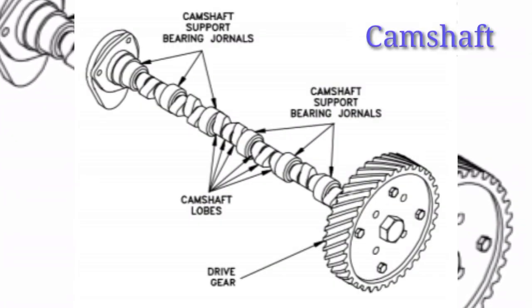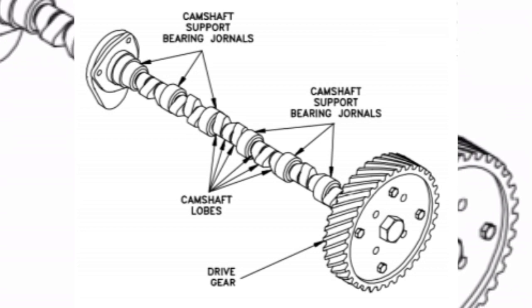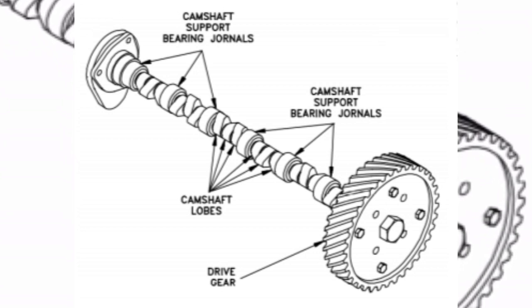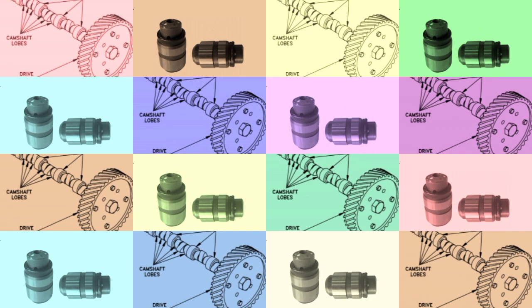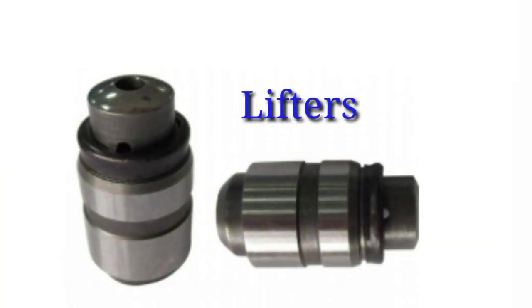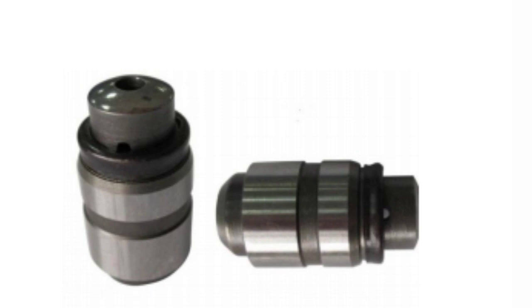Camshaft. The camshaft controls the opening and closing of the valves. There is one lobe on the camshaft for each valve in the engine. Lifters or tappets. Lifters are linked between the cam and valves. They are so named because they actually lift up as the cam lobe rotates and open the valves. There are two basic types of lifters: the hydraulic lifter and the solid lifter.